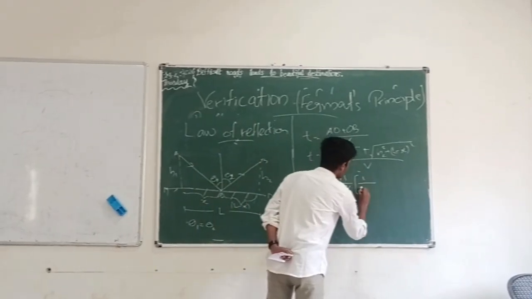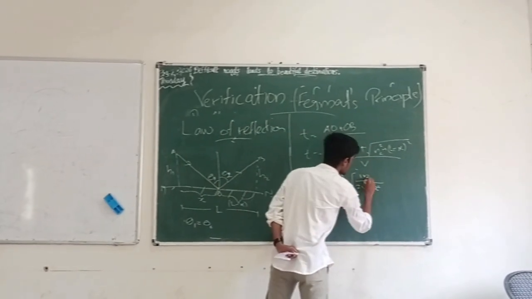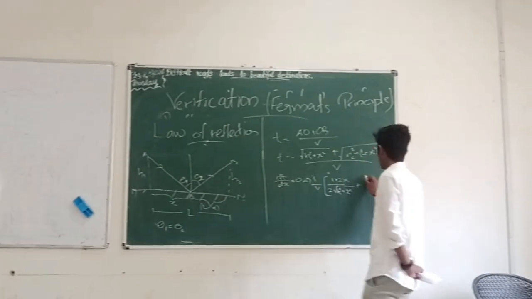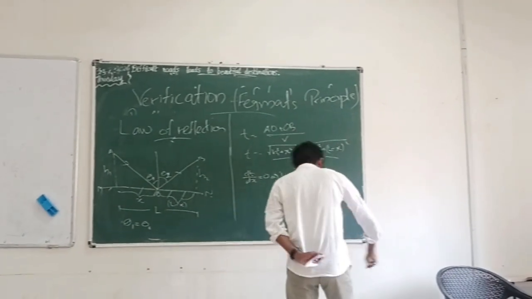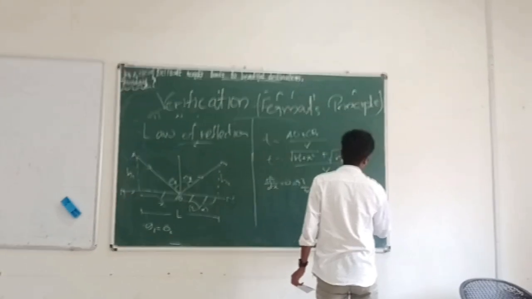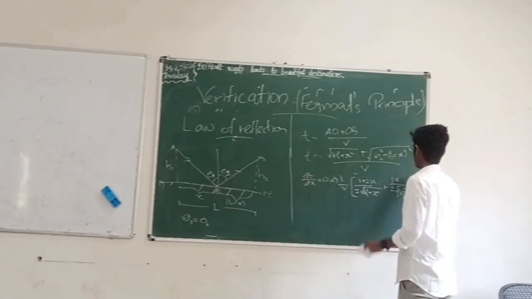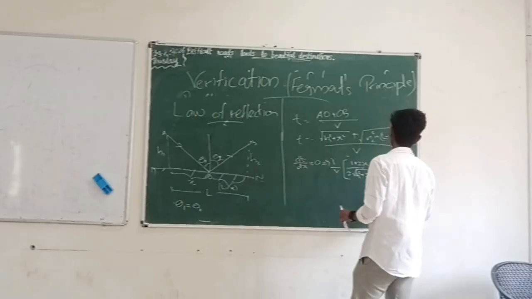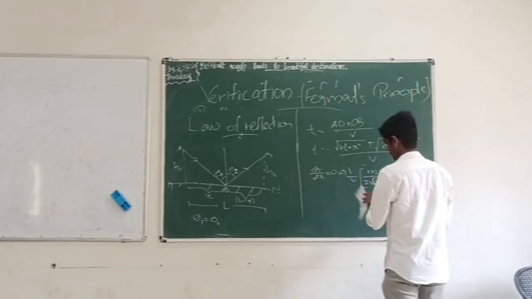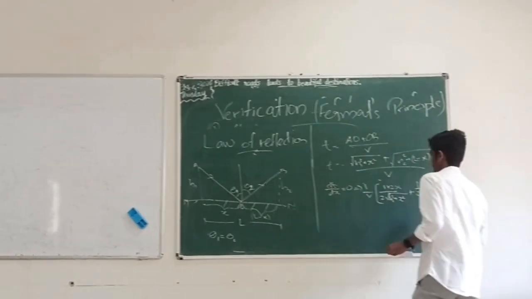So 1 by 2 root of h1 square plus x square, multiplied by 2x, plus, again, the derivative of the root: 1 by 2 root of h2 square plus L minus x whole square, into minus, into minus, equal to 0. Okay?